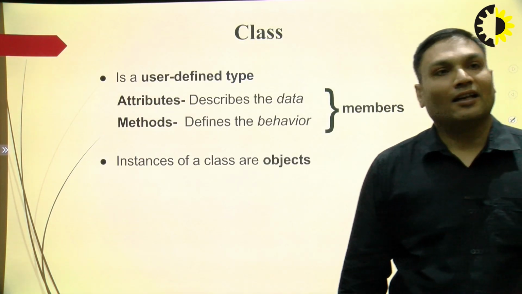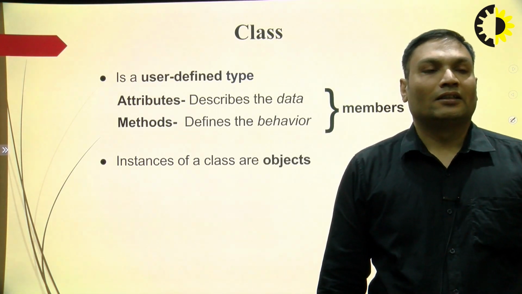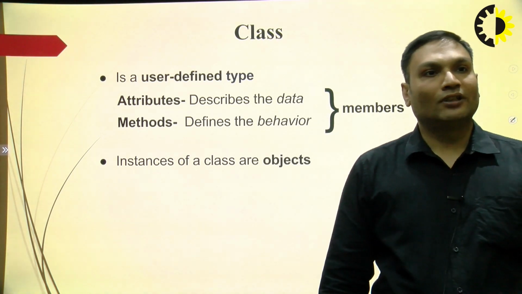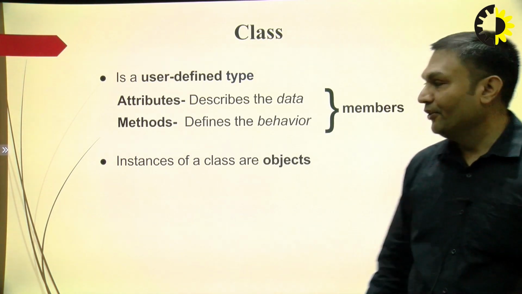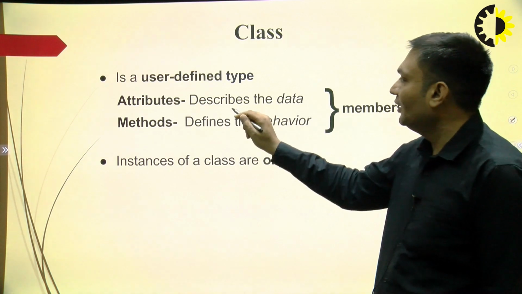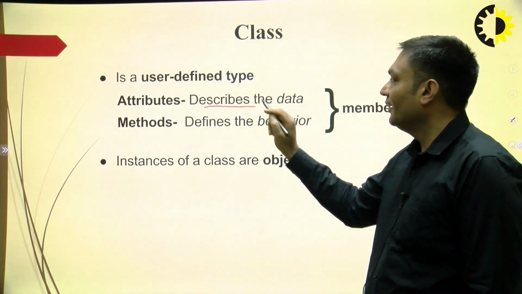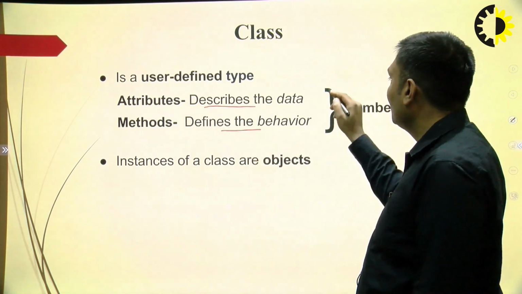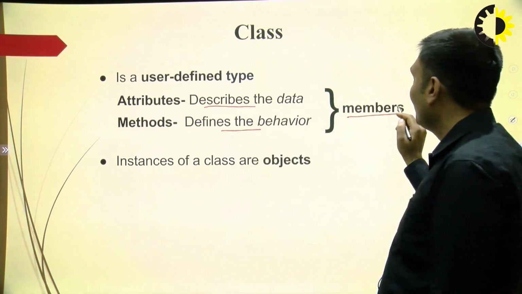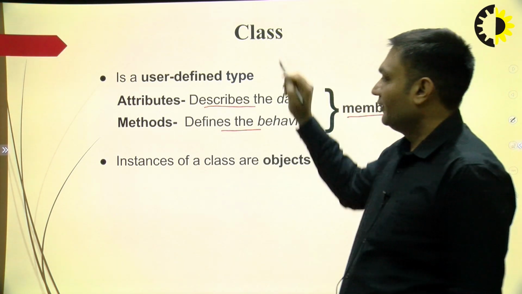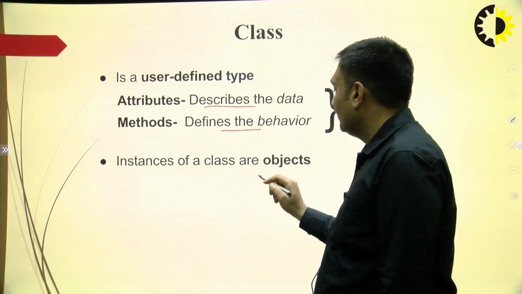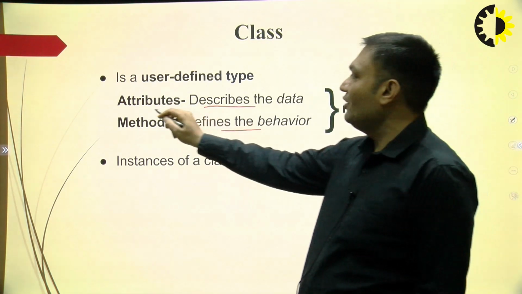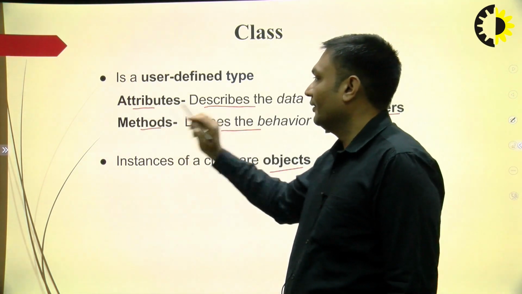So what is a class? A class is a group of objects that are combined together, but in Java it is a user-defined type that has some attributes and methods. Attributes describe the data, and methods define the behavior of the class. These two combined are also known as members of the class. An instance of a class is called an object. So a class is the combination of attributes and methods.